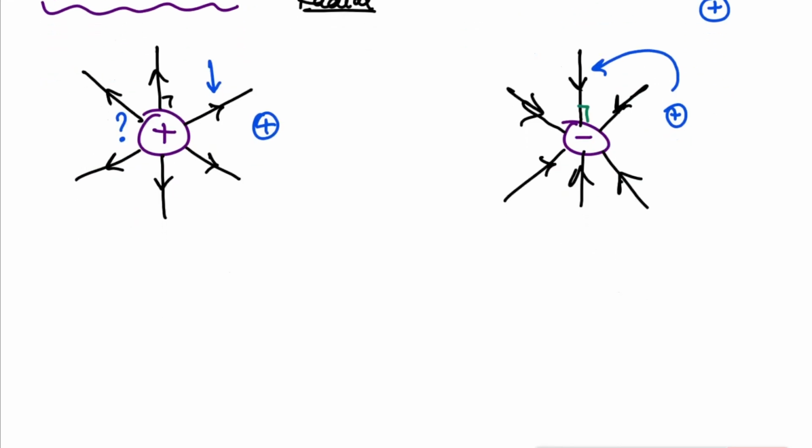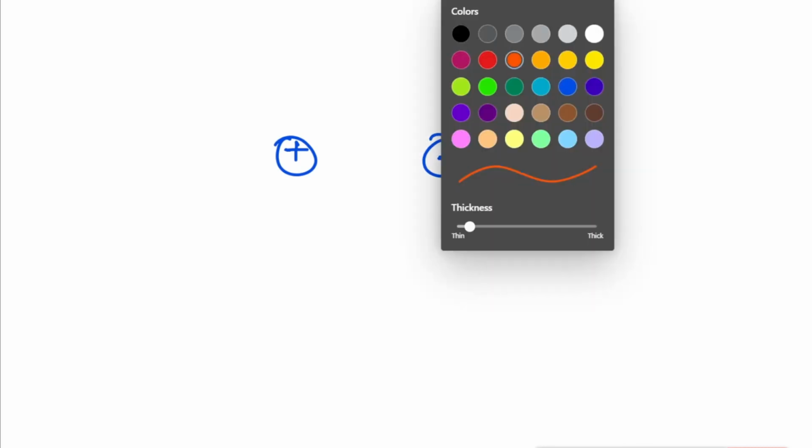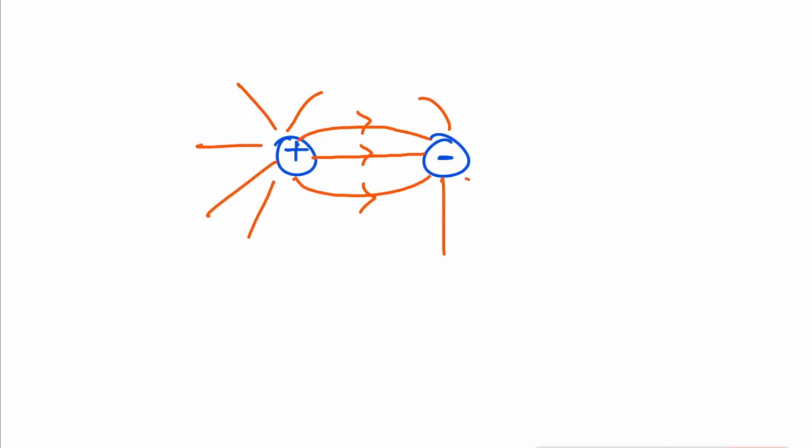Okay, so now we have to draw electric field between two charges. Let's say that this is a positive charge and this is a negative charge. They're placed close to each other in a close vicinity. So the electric field between them is going to be in this way, from positive to negative. The rest of the field is going to be radial again.